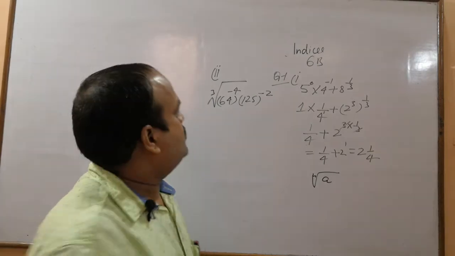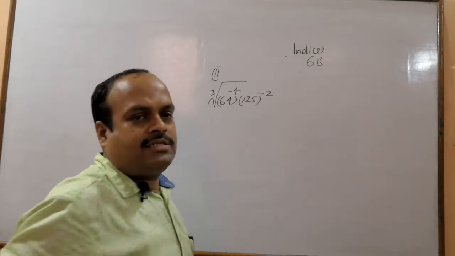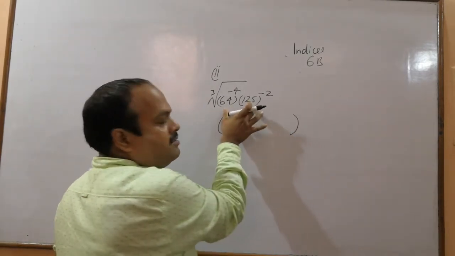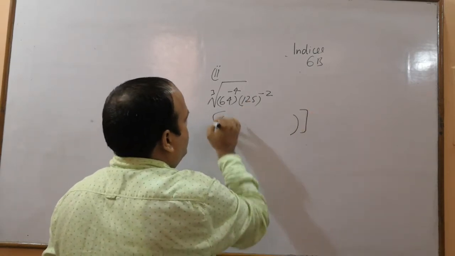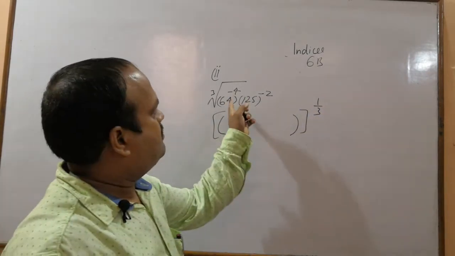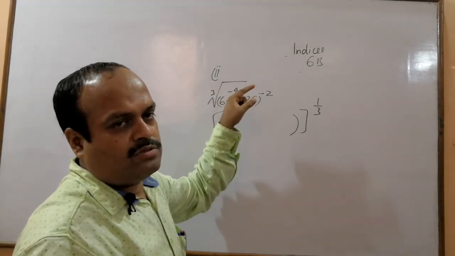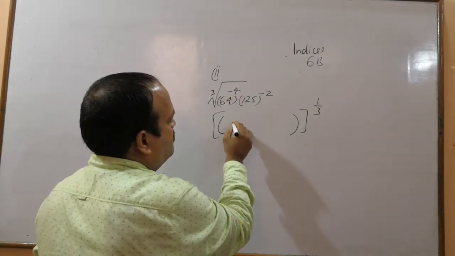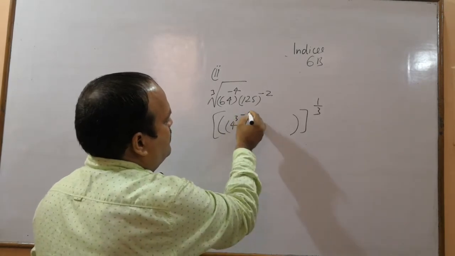So, to get the simplified answer of this product, we can write it as the product of this one raised to 1 by 3. As I said, to remove this cube root symbol, you have to write the exponent as 1 by 3. So 64, you can write it as 4 to the power 3, to the power minus 4.